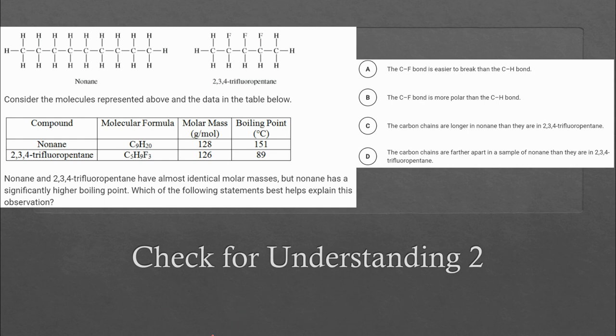Check for understanding 2. Consider the molecules represented above and the data in the table below. Nonane and trifluoropentane have almost identical molar masses. You can see that here. But nonane has a significantly higher boiling point. Which of the following statements best helps explain this observation?